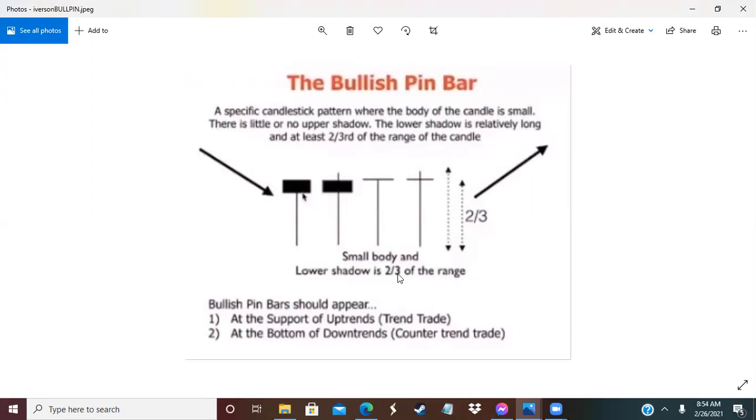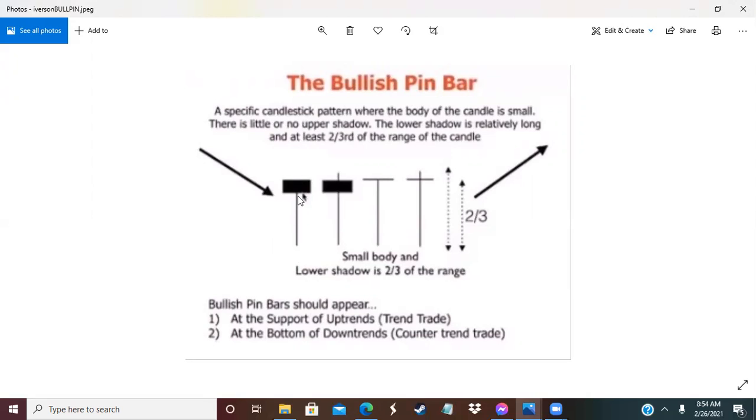Now, in the same way as with the bearish pin bar, there's a specific time that you want to see this. All right, and that is at the support of uptrends, where you're following the trend, or at the bottom of downtrends. Okay, and that's a counter trend trade. So what we're looking for is to see momentum coming down. So seeing some red, we're seeing the price of the stock drop. It's dropping, it's dropping, it's dropping. It hits the bottom. All right, it hits this pin bar. This pin bar pops up, and now we believe that there's going to be a reversal.